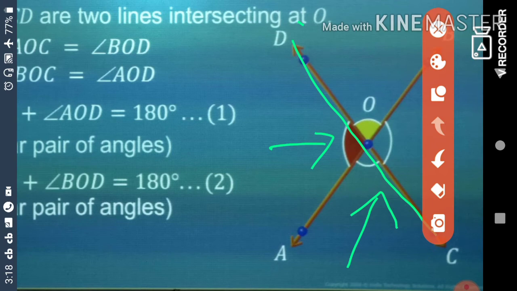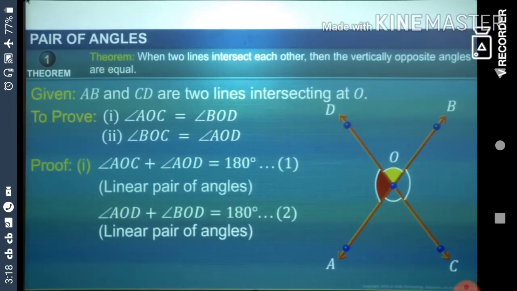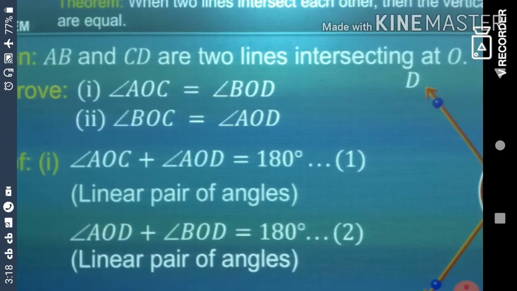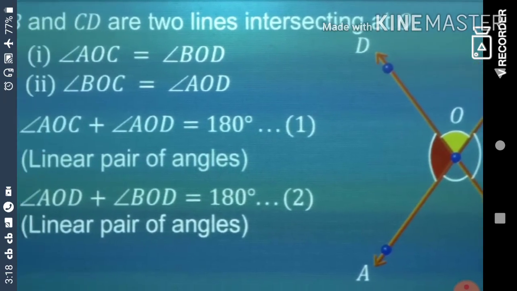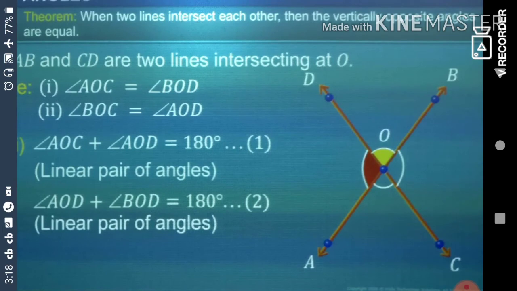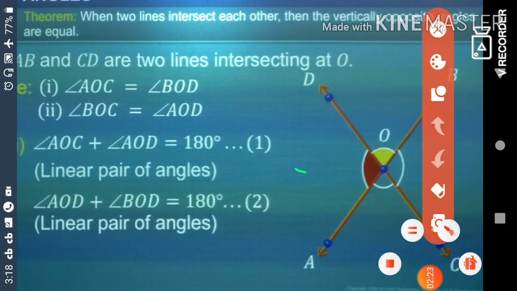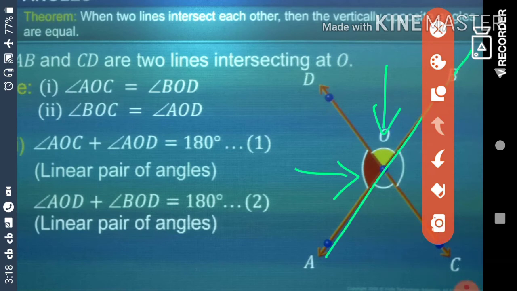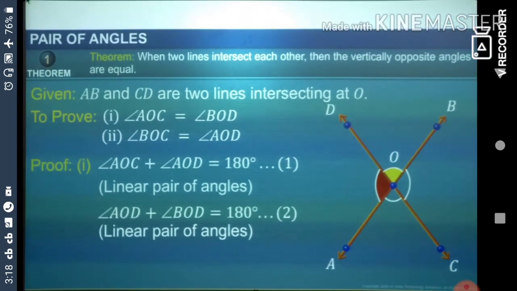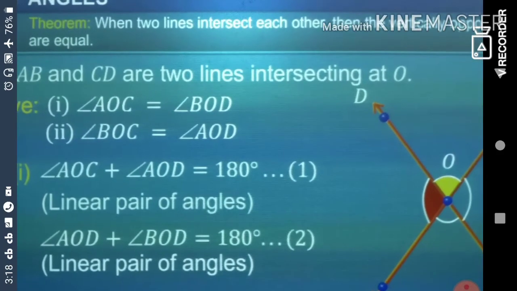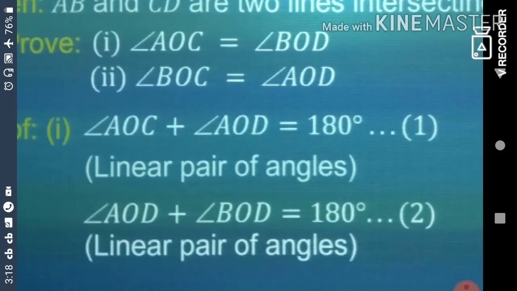So their sum will be how much? 180 degrees, because they form a linear pair of angles. So we have written angle AOC plus angle AOD equals 180 degrees. This is equation one. Then we are saying angle AOD plus angle BOD is also how much? 180 degrees. Just check where these two angles are: angle AOD and angle BOD, on the straight line. So these two angles are also adjacent angles, and their sum will also be 180 degrees due to linear pairs. So we have taken two equations.